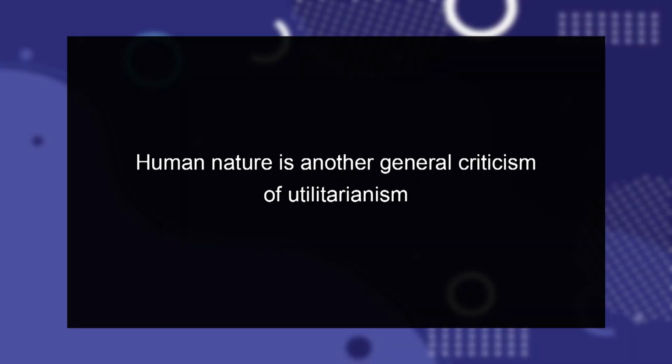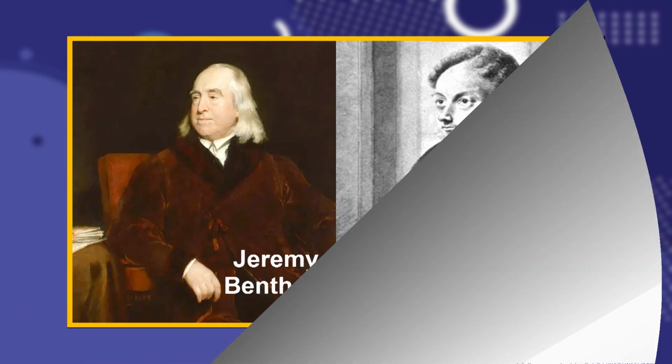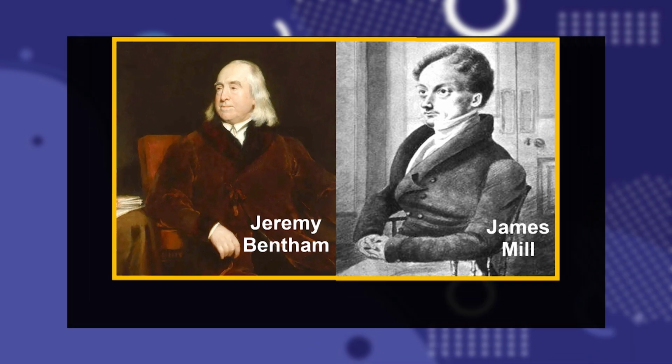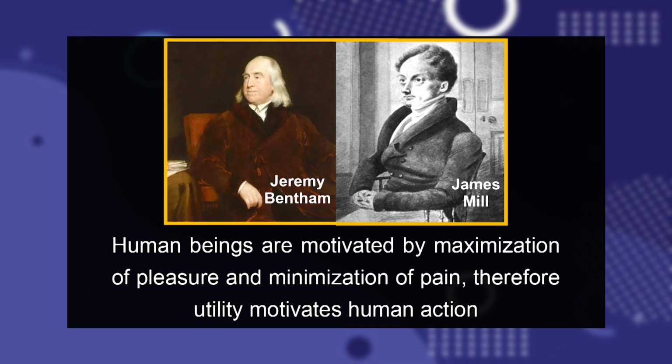Lastly, a general criticism of utilitarianism is with respect to its claims about human nature. Bentham and JS Mill argued that human beings are motivated by maximization of pleasure and minimization of pain.